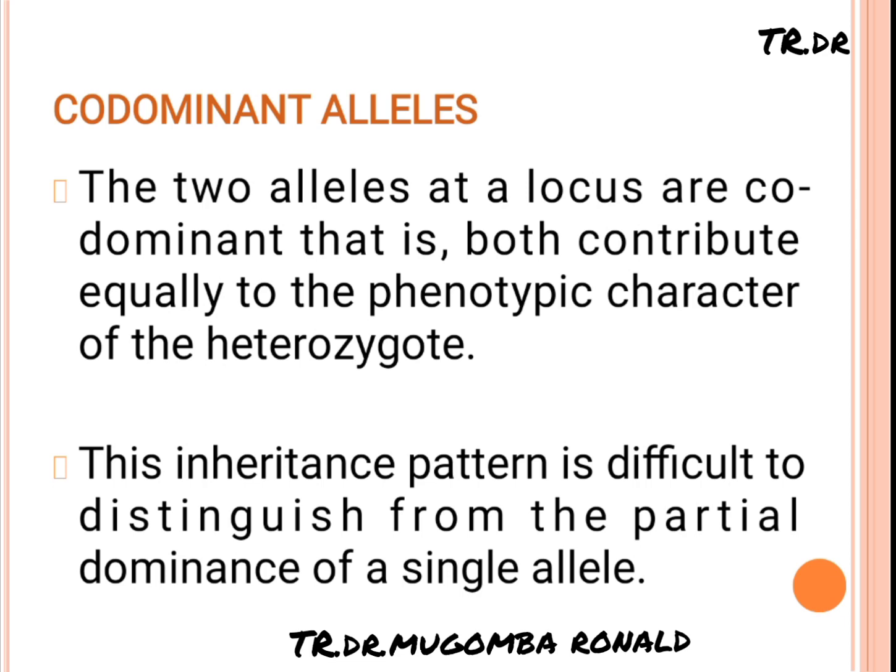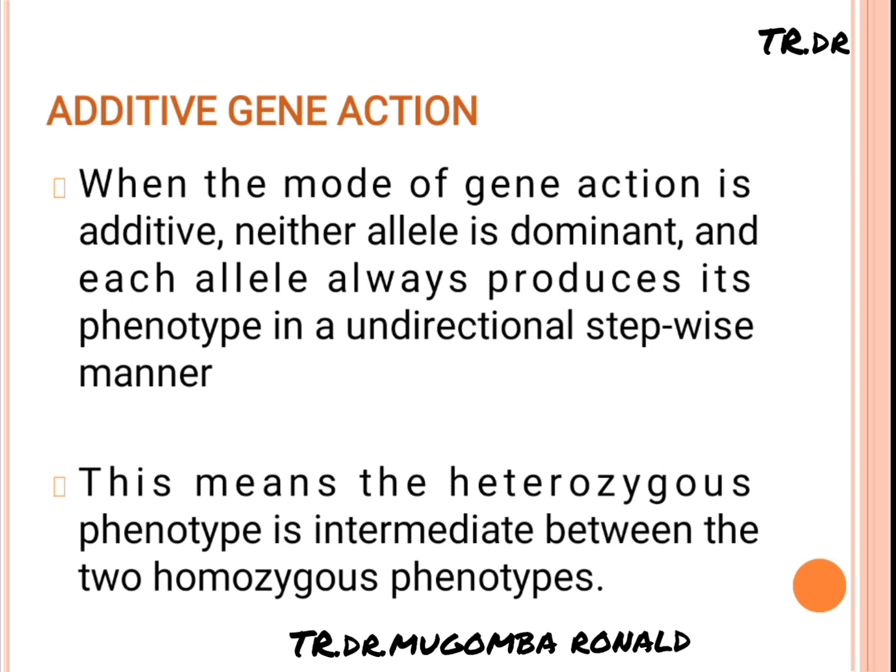Codominance, we talked about it previously. In codominance, you have two alleles at the locus, and each of them contributes equally to the phenotypic characteristics of the heterozygote. How it is expressed is completely different from incomplete dominance. Take an example of black and white cows crossed. When they are crossed, you end up with a cow having both white and black fur evenly distributed on the skin of the animal.